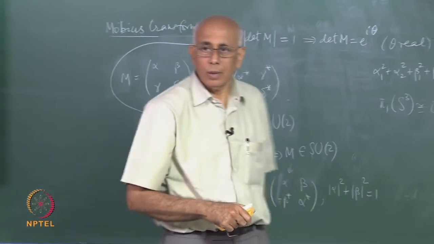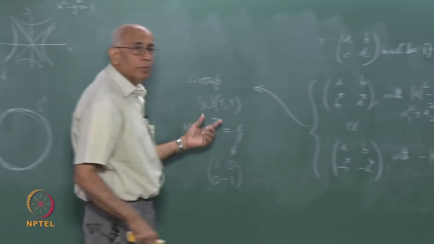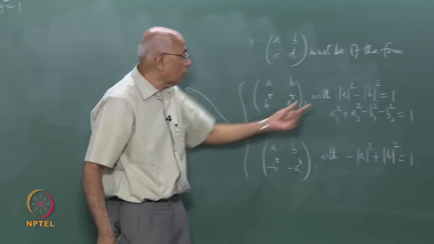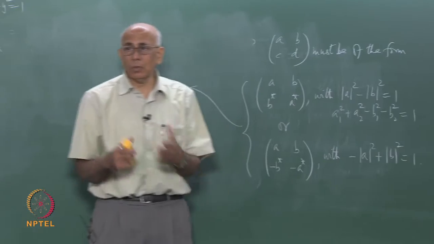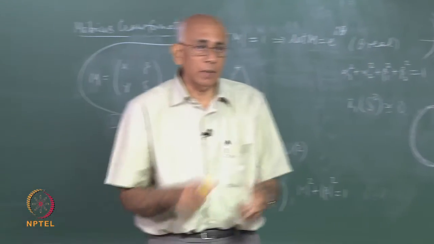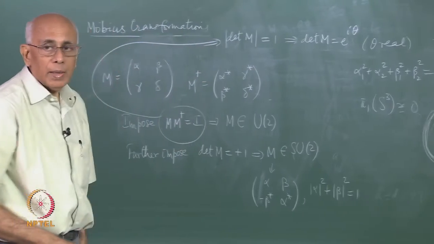These spaces are non-compact, and this is called an indefinite unitary group. The reason is that this quantity can change sign. So not all the terms appear with the same plus sign, but there is a minus sign in between, and that makes it non-compact. Okay.